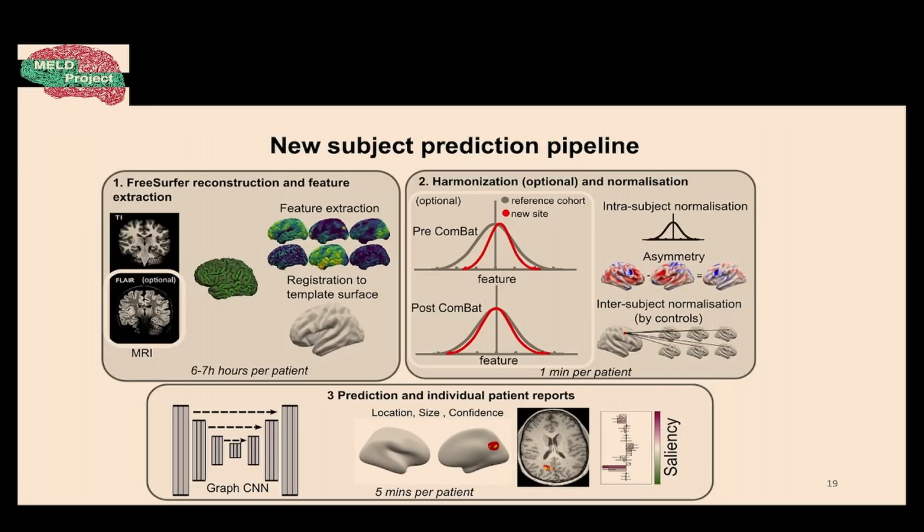This is wrapped up into a new subject prediction pipeline that will go from end to end. You put in the T1 and FLAIR images, if you have them. It will run through the FreeSurfer extraction, do all the harmonization and normalization, run it through the network, and then produce a prediction report, which you can then map back to your original MRI and review the prediction against what you saw originally.